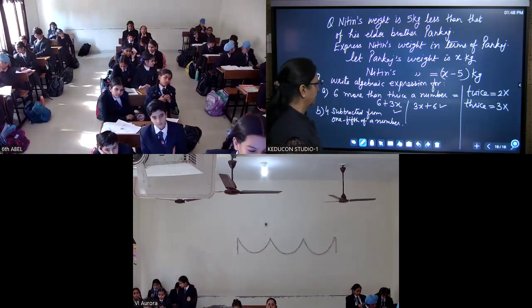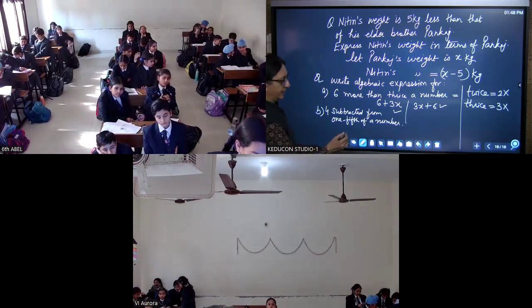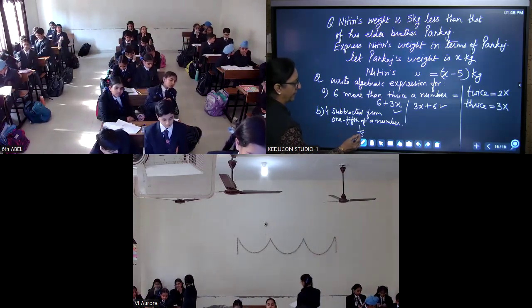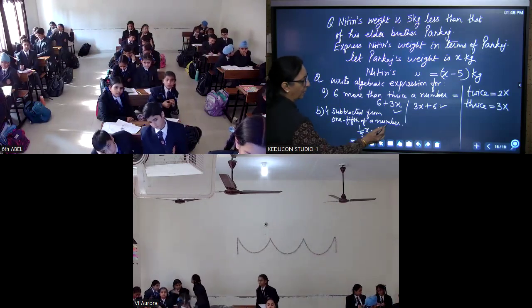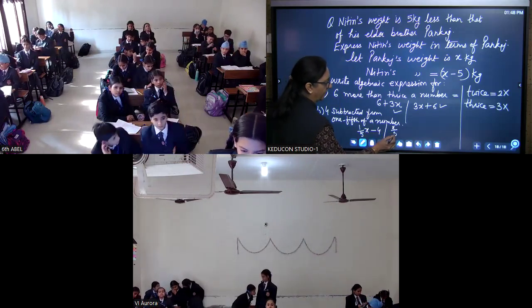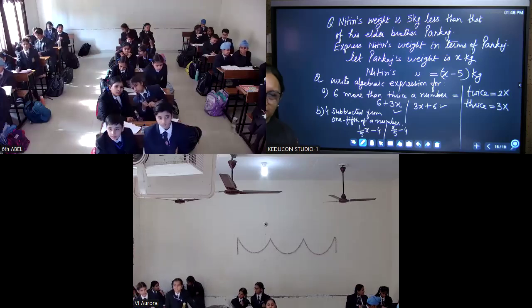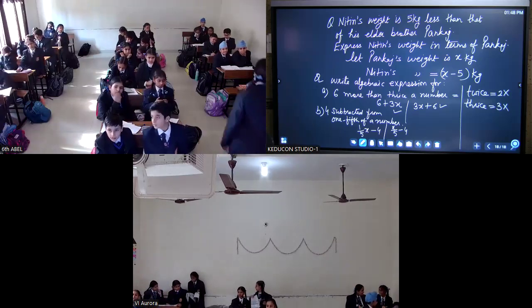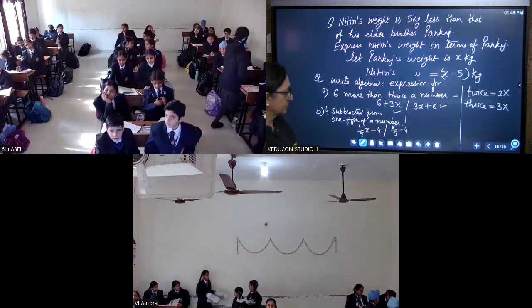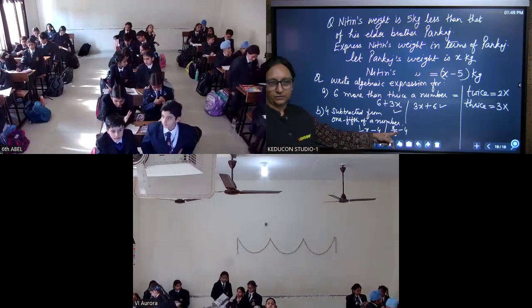1/5 x minus 4, or you can write x upon 5 minus 4. Like this also, both are correct. 1/5 of a number, that is also correct. The x by 5 is also correct.